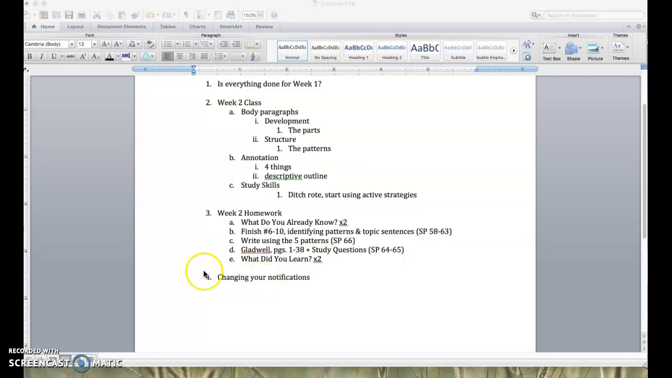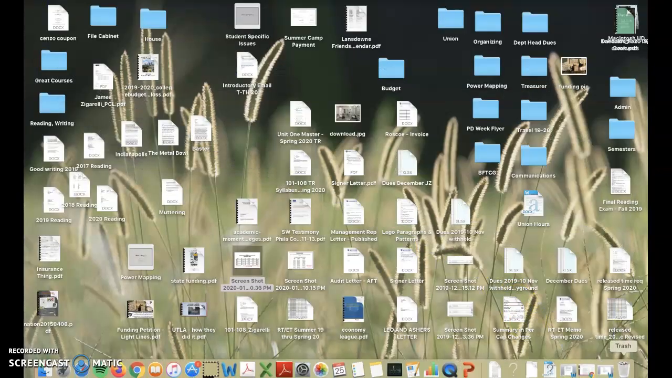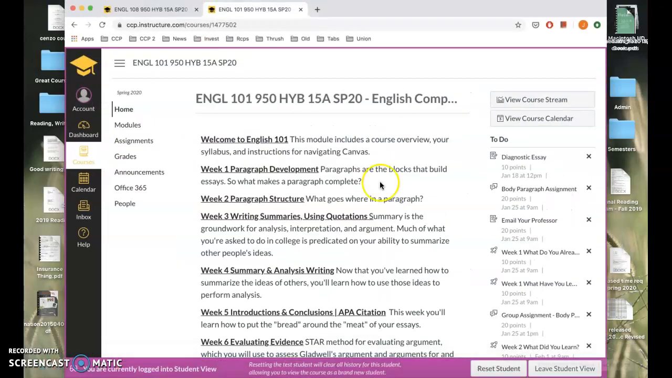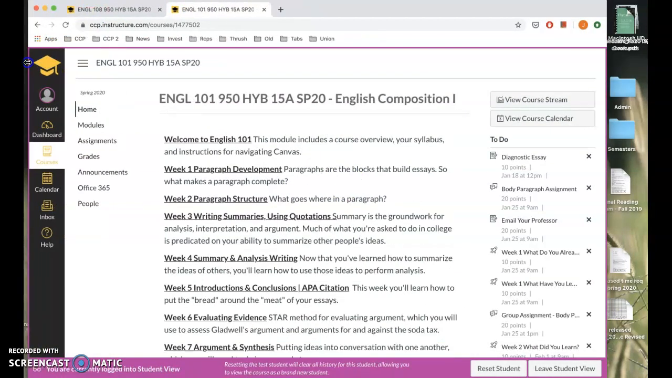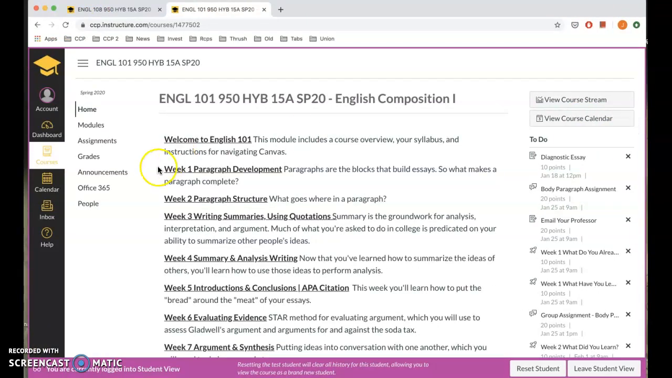And I want to go in and show you how to change your notifications, because I know that was bothering some of you. And I'll walk you through the modules just so you can see how everything's set up. So let's just take a look at that. Ignore my scary looking desktop. Okay, so here's the student view. So here's 101, and you can go to modules, or you can click on the hyperlinks here. So week 2 paragraph structure, that's where we're at.